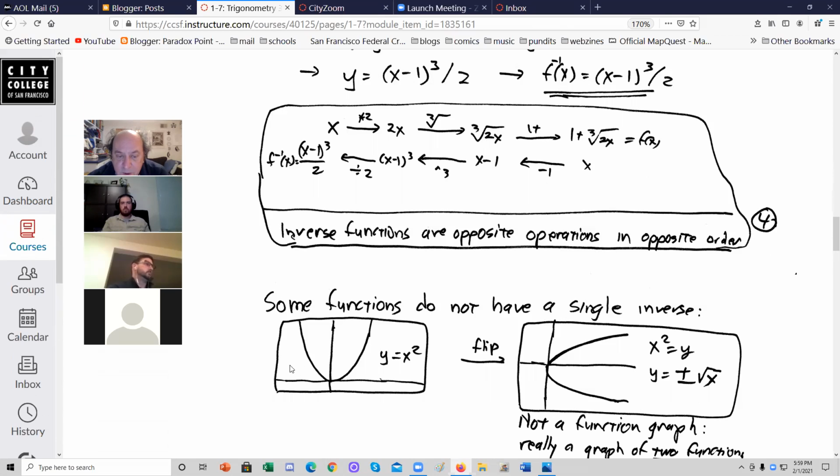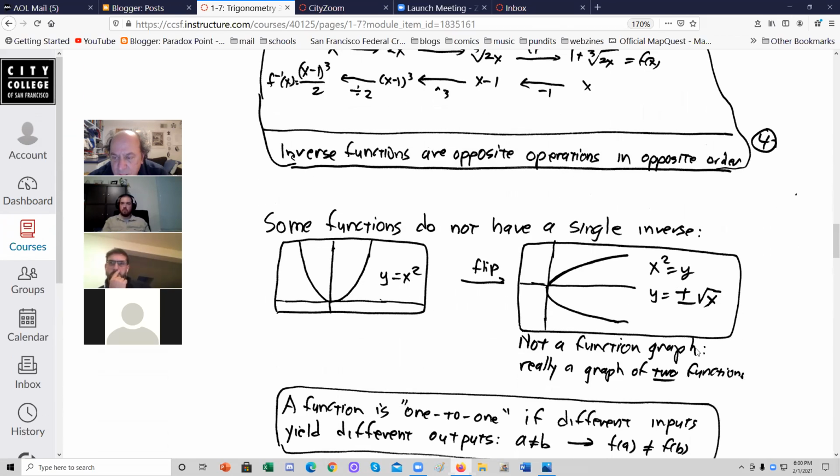Now here we have a function y equals x squared. And if I flip that through the diagonal, you get this graph. But that's not the graph of a function because a vertical line will generally meet it in 2 places, here and here. Now this upper half of the sideways parabola is the graph of y equals plus the square root of x. This lower half is the graph of y equals minus the square root of x. So really this is a graph of 2 functions.